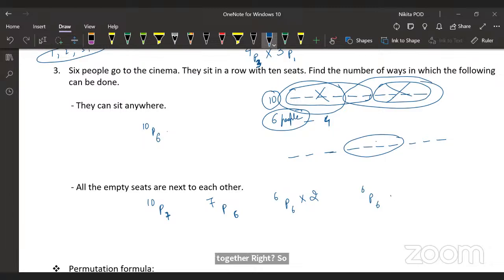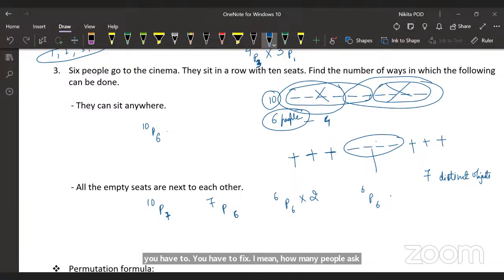So when you see it like that, it's more like you have 7 distinct objects. First, second, third, then the together block is 4th, then 5th, 6th, 7th. So you have 7 distinct objects, and you have to fix, I mean, how many people have to sit? 6 people. So out of these 7, you have to arrange 6 objects.